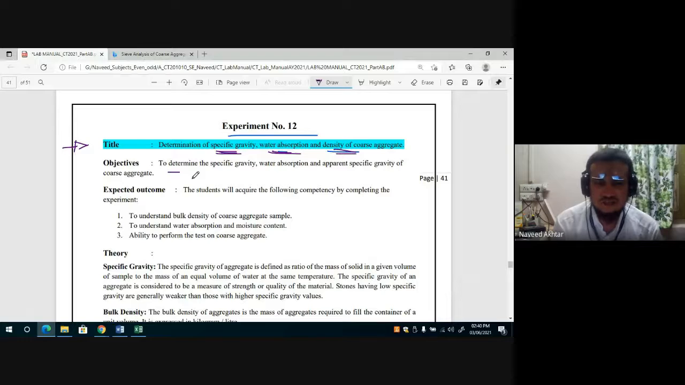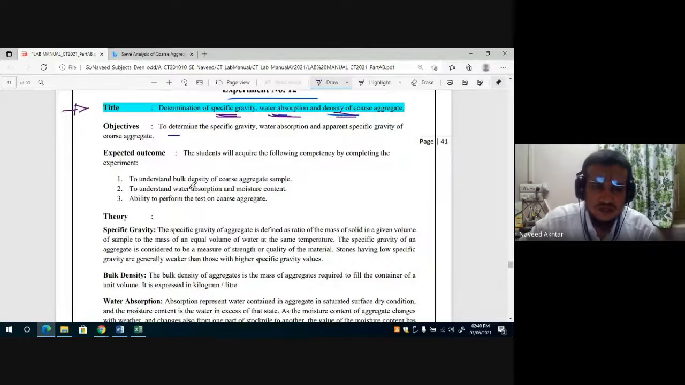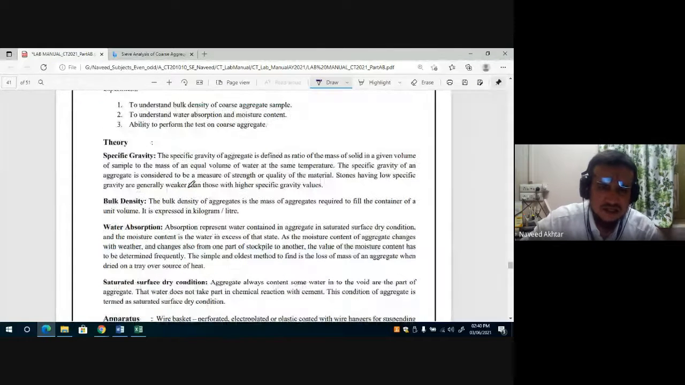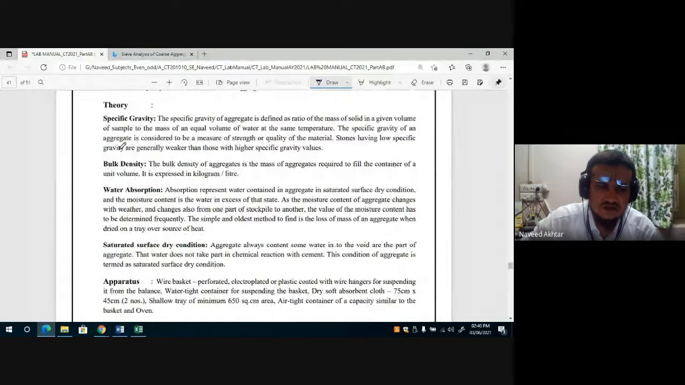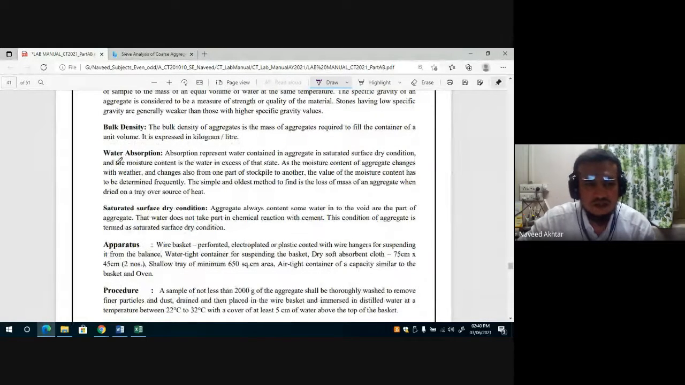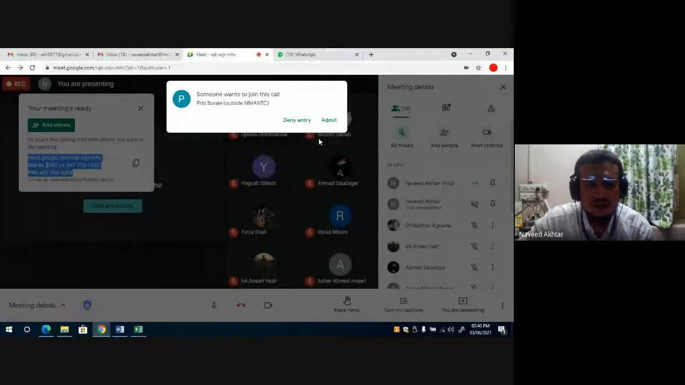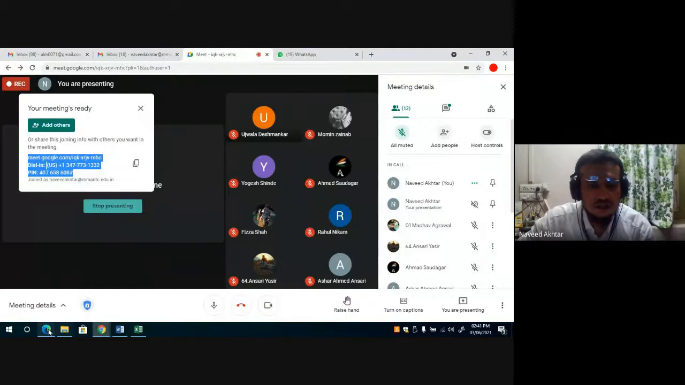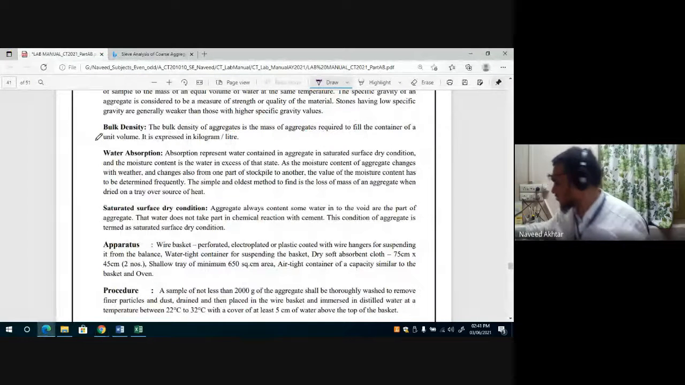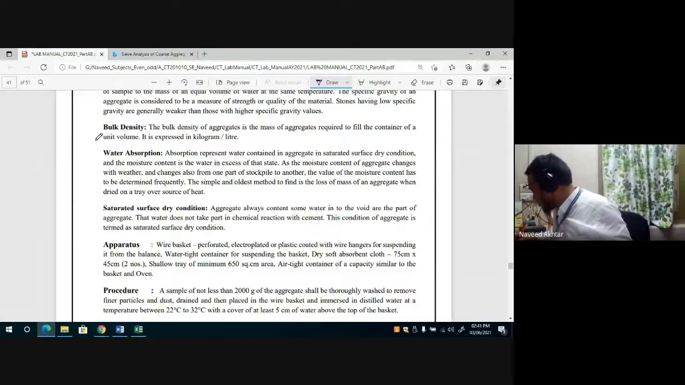After this practical, you will be competent to understand the bulk density of a coarse aggregate sample. You will understand the water absorption and moisture content of the coarse aggregate, and be able to perform the test on coarse aggregate. You will also understand the specific gravity of your coarse aggregate. These are the definitions for the bulk density, etc.